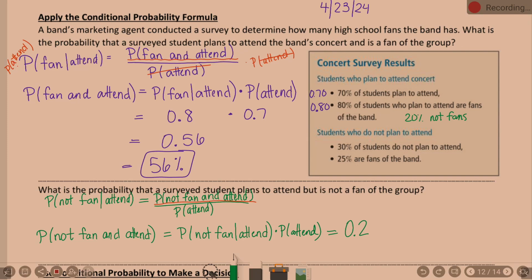So that is the 0.2 times... I just read the wrong thing, didn't I? No, I did. Okay, we're good. The probability they attended: 70%. Okay, because it's still 70% of students plan to attend. 2/10 times 7/10 is 14/100, which is 14%.